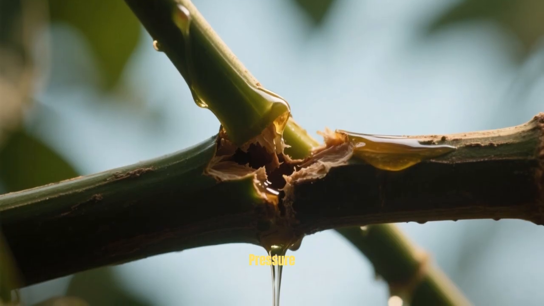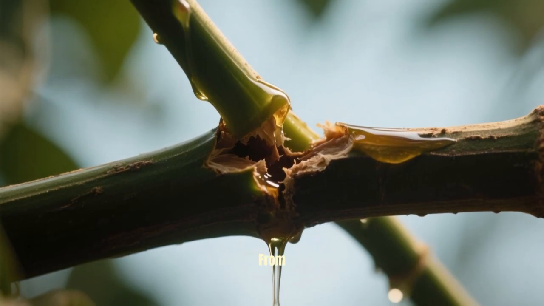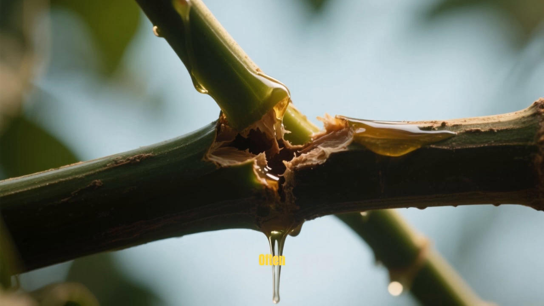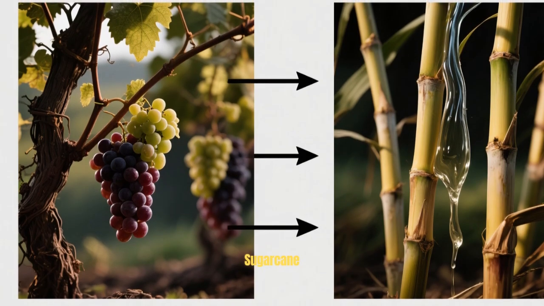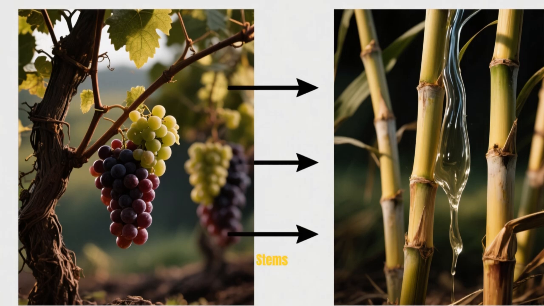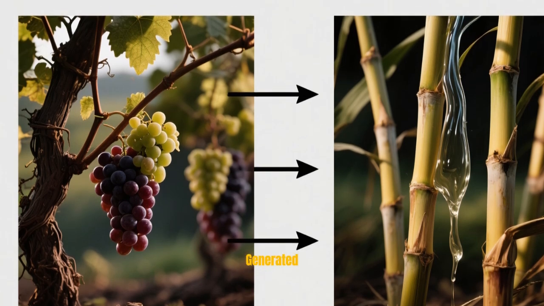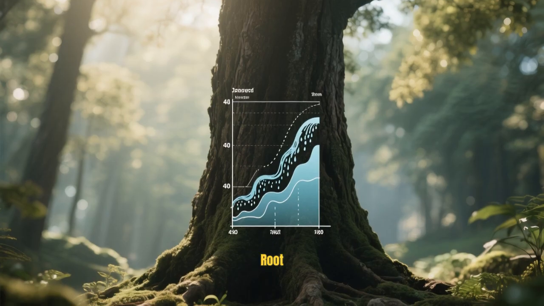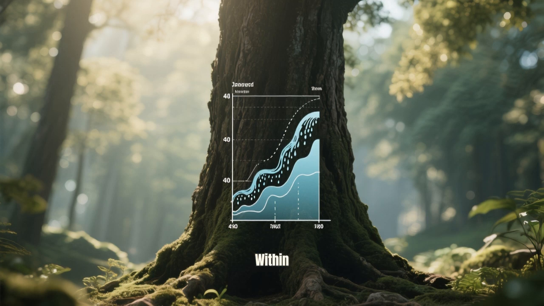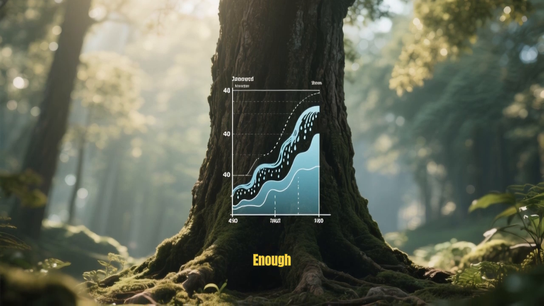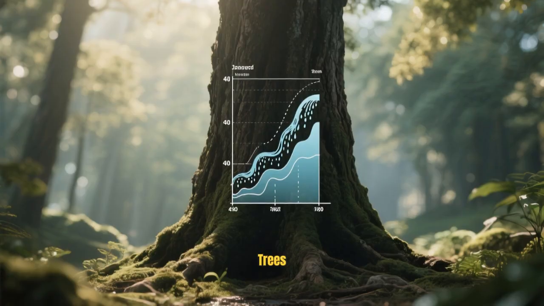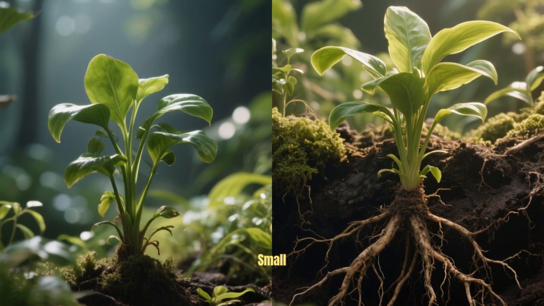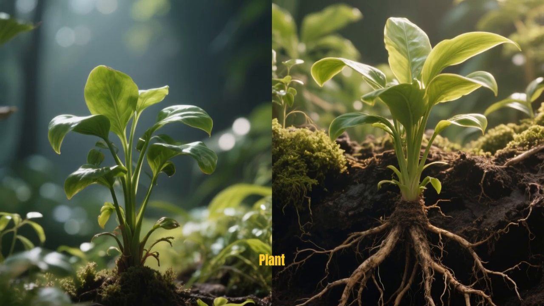Another evidence of root pressure is the exudation of sap from cut stems, often referred to as bleeding. In plants such as grapevines and sugarcane, sap can flow out of cut stems due to the positive pressure generated by the roots. Although root pressure contributes to the movement of water within plants, it is not strong enough to account for the transport of water to great heights in tall trees. Root pressure is relatively small and is not present in all plant species.